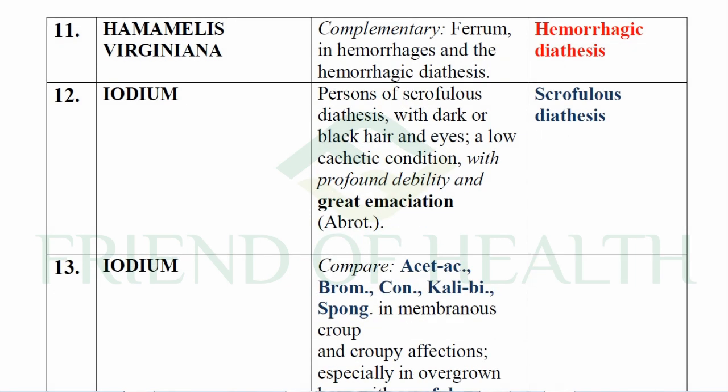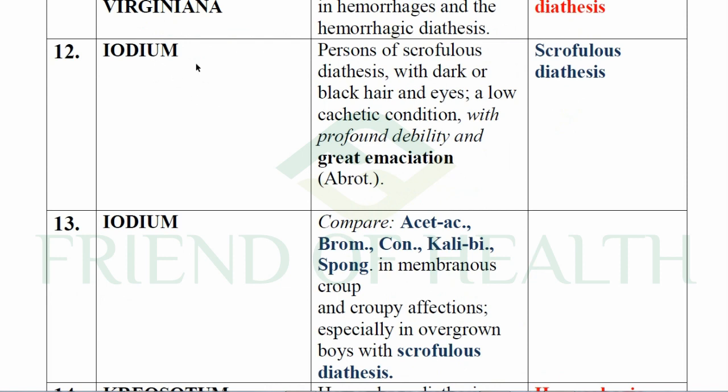So again, one more hemorrhagic diathesis remedy, Iodium. If you see persons of a scrofulous diathesis, again scrofulous diathesis with dark or black hair and eyes, a low cachectic condition with profound debility and great emaciation. Abrotanum can be compared here. So this is a keyword: a low cachectic condition with profound debility and great emaciation, and dark or black hair and eyes. Persons with scrofulous diathesis, Iodum.